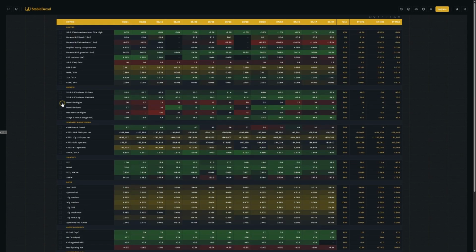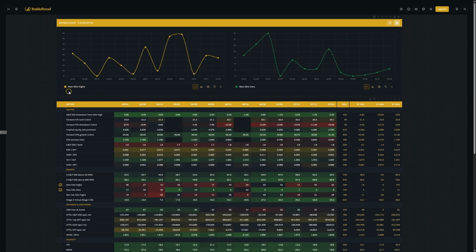Then we have new 52-week highs and lows. 52-week highs just counts how many stocks in the index hit a one-year high. 50 or more means real participation. A rally with almost no new highs is being carried by a very small group of stocks. Then we have new 52-week lows, which is the opposite count, and it's a distress signal. This will spike during genuine corrections.